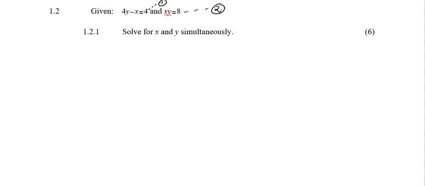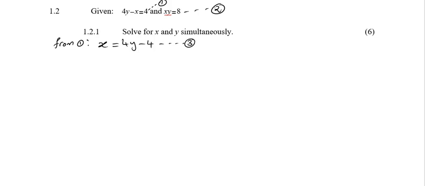So let me do that. From equation 1, I want to make x the subject of the formula. Let me transpose x to the right hand side, then I'm remaining with x. Then on the left hand side I have 4y, transposing 4 it becomes minus 4, and then I will need to name this as equation 3.